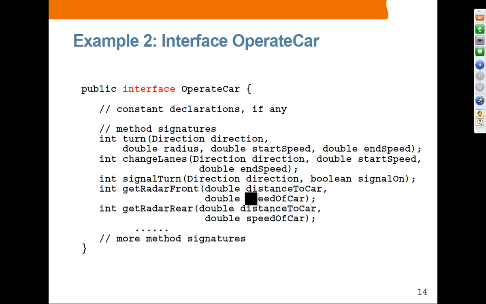An interface could have a constant declaration, but don't worry about it. Just for now, think of an interface as a set of abstract methods. Okay.